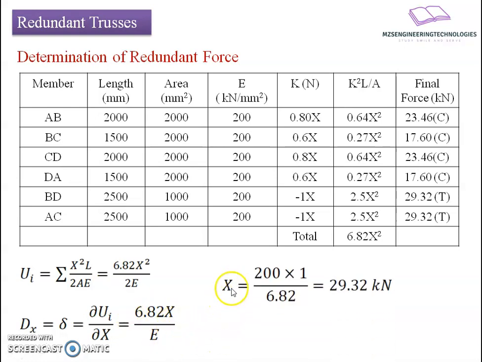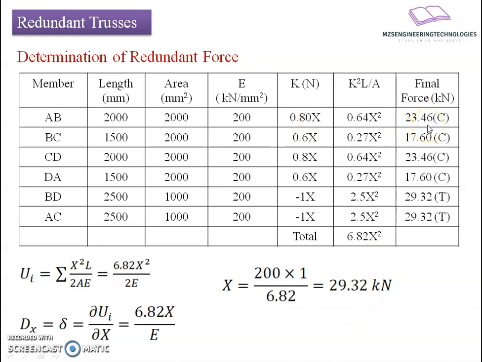If I further substitute the individual values here, it will be 200 into 1 divided by 6.82, resulting in a redundant force of 29.32 kilonewton. After knowing this, we will find the final force. The final force is given as P plus K times X, where P is 0 because no applied force is there. Then K times X means here 0.8 times 29.32 will be the final force in the member.